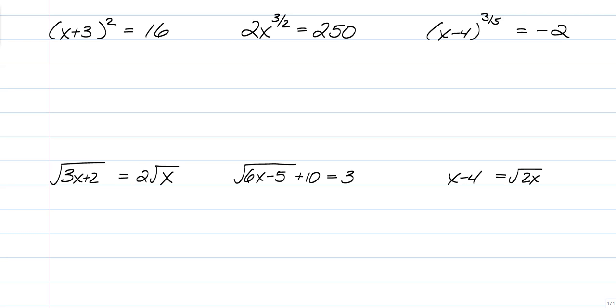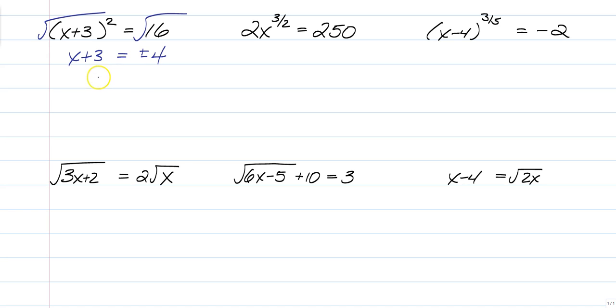All right, so let's see how you did on this row. So for this guy, you needed to take the square root of both sides. And that would give you x plus 3 is equal to plus or minus 4. Because remember, whenever you take the even root of a number, you always have to go with plus or minus when you're solving for x, of course.